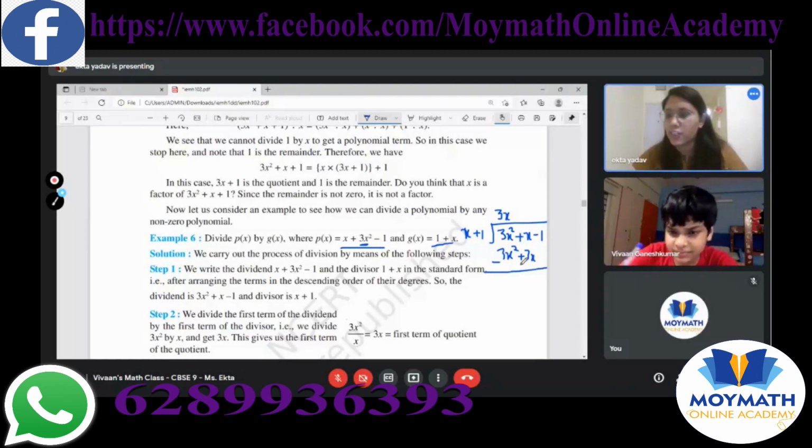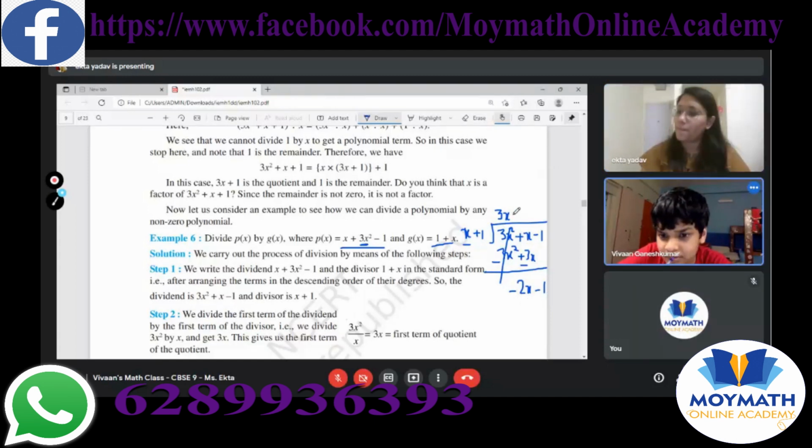And subtract. So 3x squared cancels. This will become minus 2x minus 1. Now, what should I multiply x with that I get 2x? Minus 2x. Minus 2, superb.